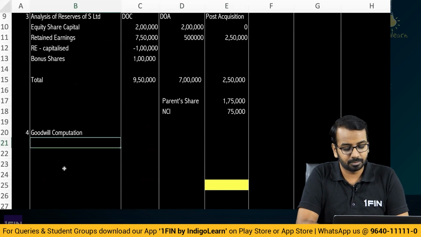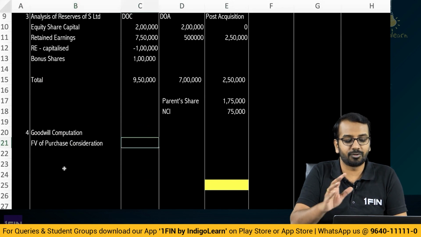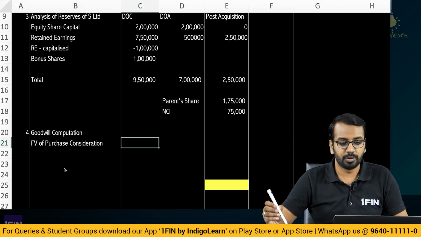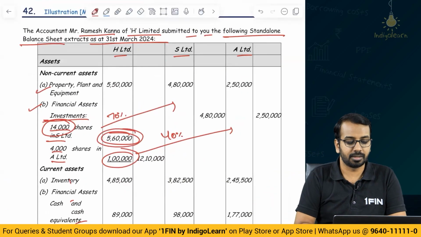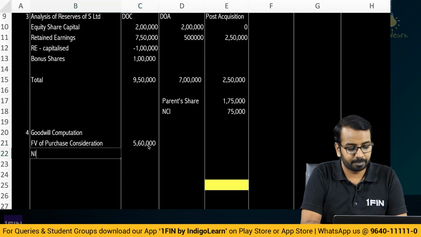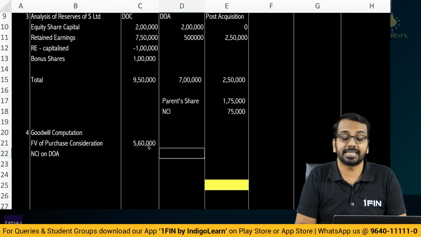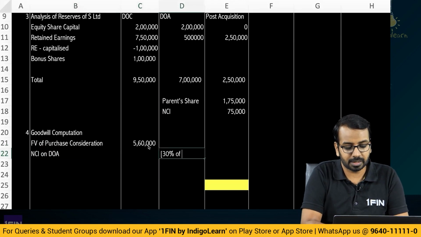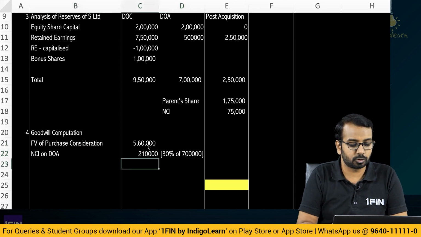So, here we will take the fair value of purchase consideration. Now, where they have not said what is equity, what is this, what is that, they have directly given to us in the question investment value. So, you will directly jump into the investment value, and here the investment value is 5,60,000. So, that is what we are concerned about. 5,60,000 is the fair value of purchase consideration. NCI on date of acquisition is how much? Using proportionate net assets method, NCI on date of acquisition will be 30% of 7 lakhs, that will be 2,10,000.